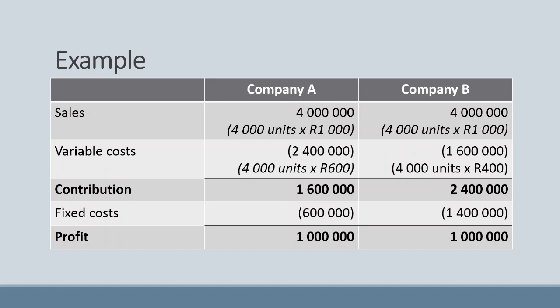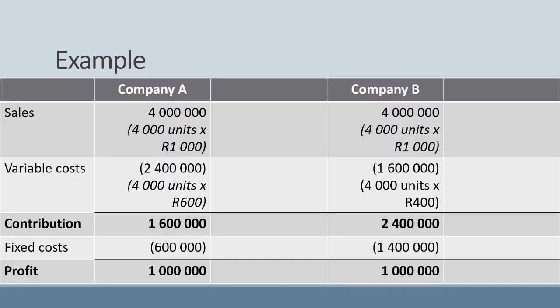If we now calculate the degree of operating leverage, we see that Company A is the contribution of 1.6 million Rand divided by the profit of 1 million Rand to get 1.6, while Company B is the contribution of 2.4 million Rand divided by the profit of 1 million Rand to get 2.4. This means that Company B is a more risky company, but has the potential for greater returns and also greater losses. We can see this if we hypothetically increase sales by 25%.